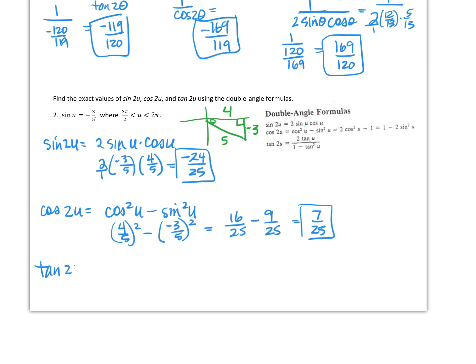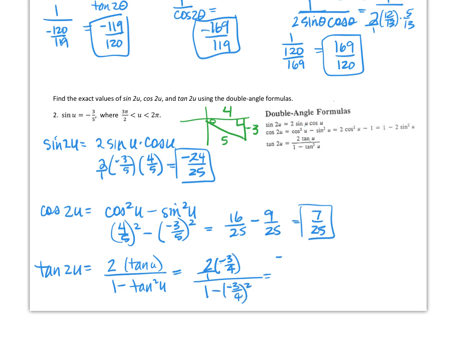Lastly, we have tangent of 2u. The formula says 2 times the tangent of u, all of it over 1 minus tangent squared of u. So let's figure this out. What is our tangent? It's going to be 2 times opposite over adjacent, so negative 3 over 4, that's over 1, all of it over 1 minus negative 3/4 squared.